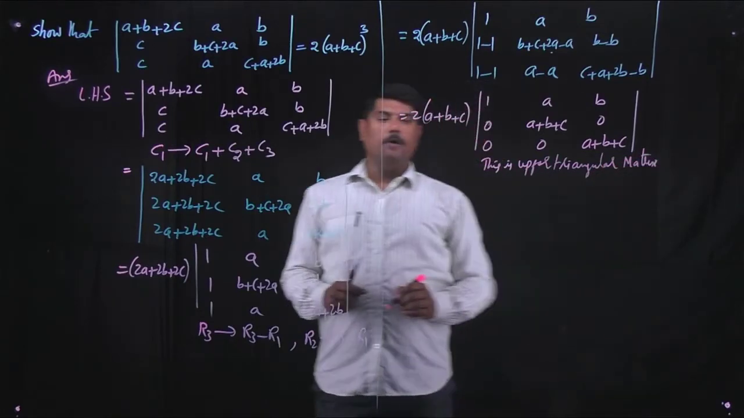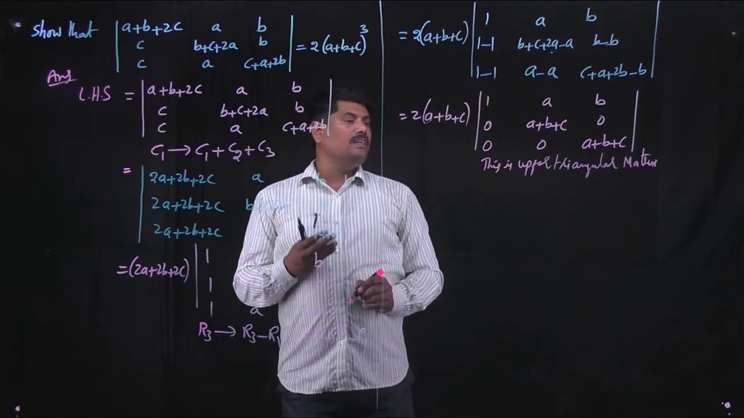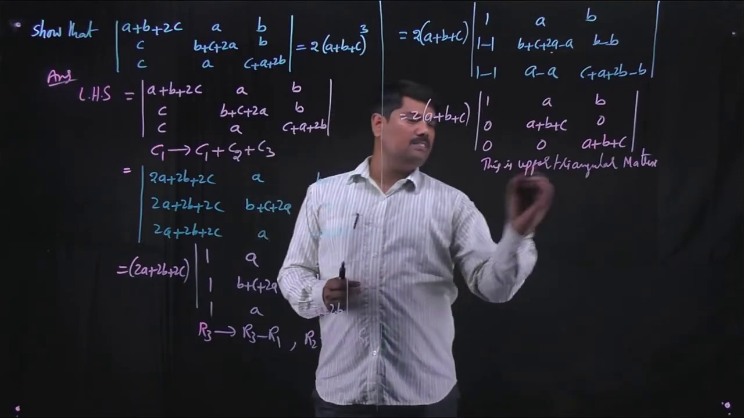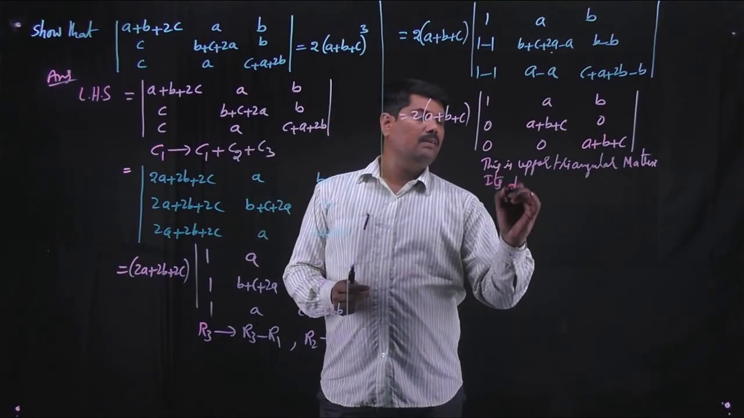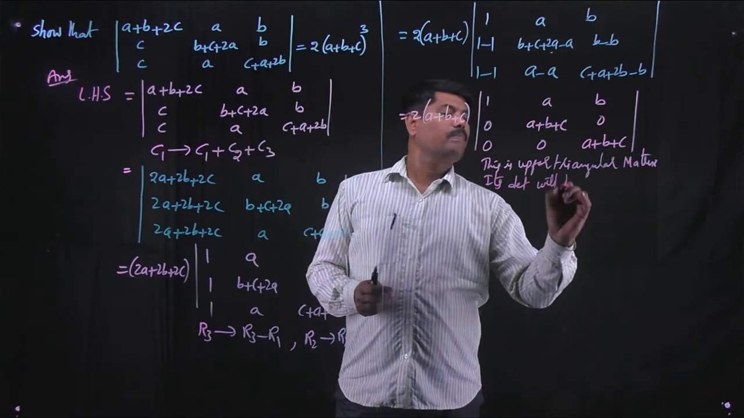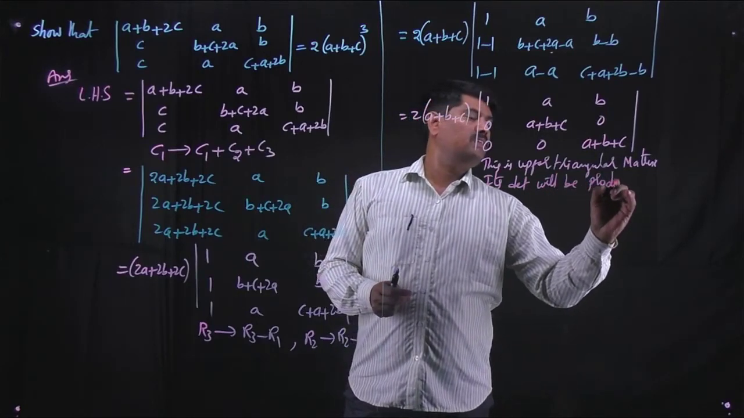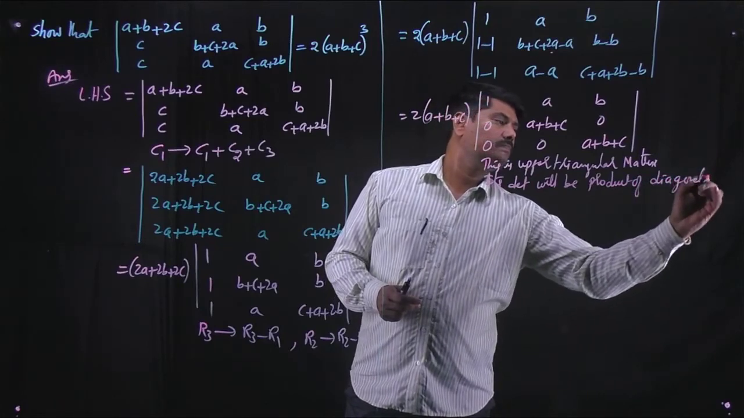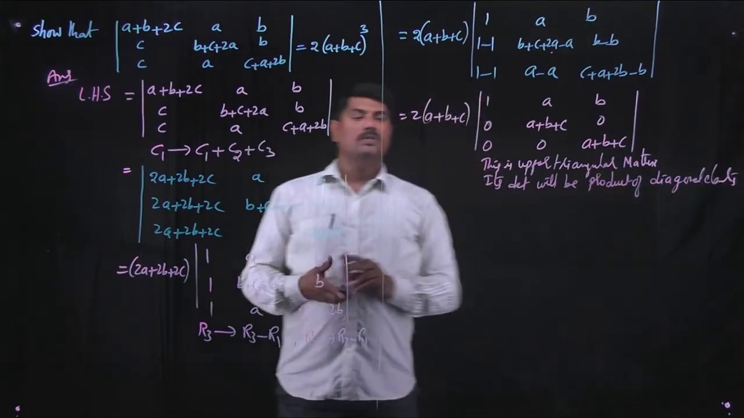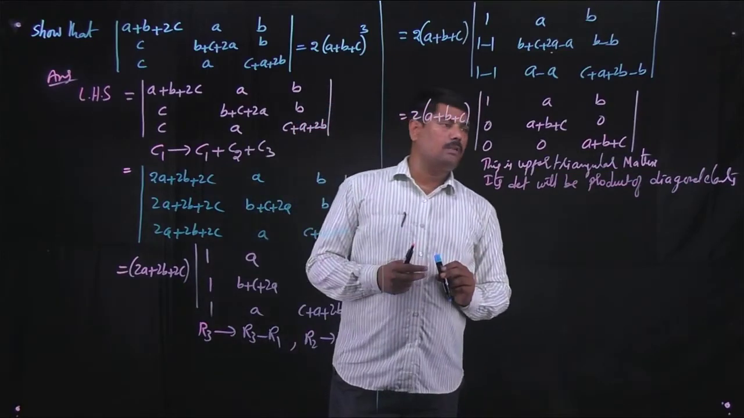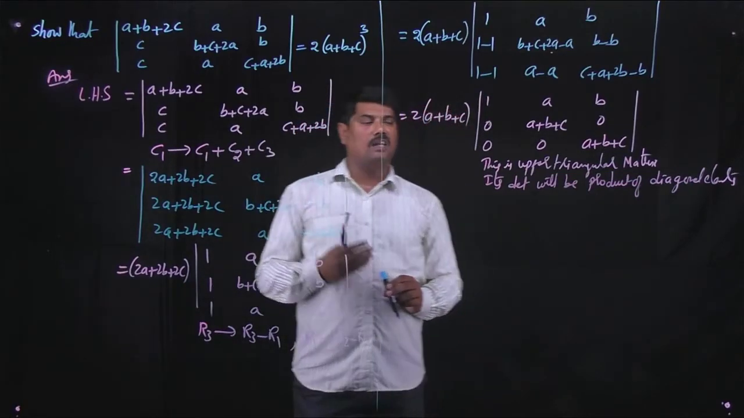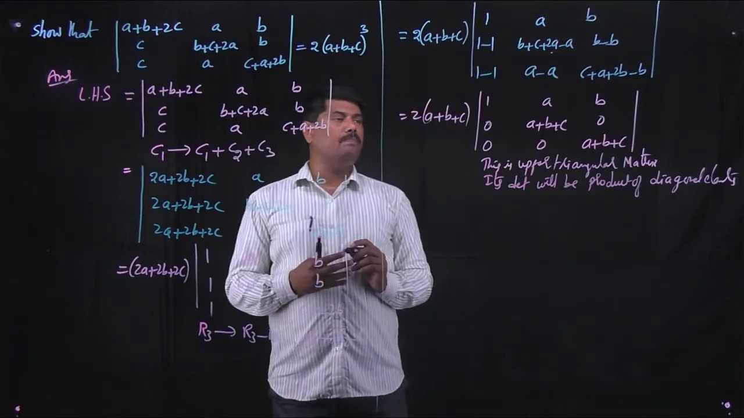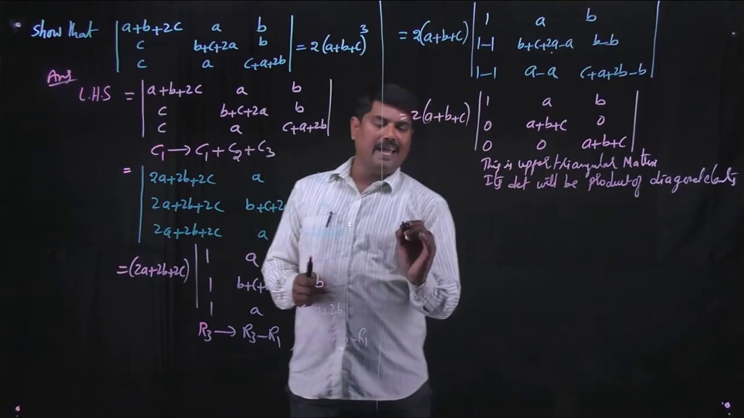As in the properties we discussed, the determinant of an upper triangular matrix is the product of the diagonal elements. So as per the properties of determinants, whenever you observe an upper triangular or lower triangular matrix, without expanding you can find the determinant by considering the product of the diagonal elements.